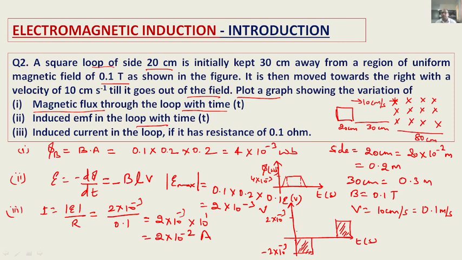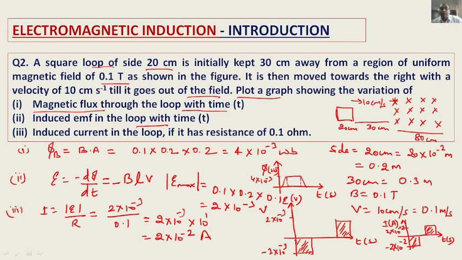This also can be plotted similar to the EMF. Again time in second and induced current I in ampere, and it will also have both values, minus 2 into 10 power of minus 2 and plus 2 into 10 power of minus 2. It will also vary similarly, and here it will vary on the positive side.